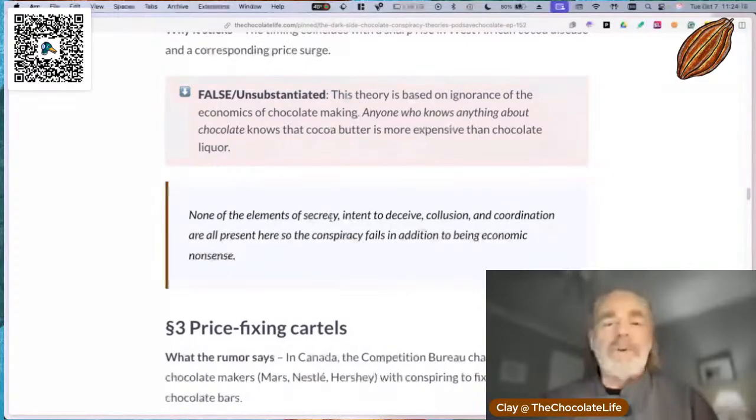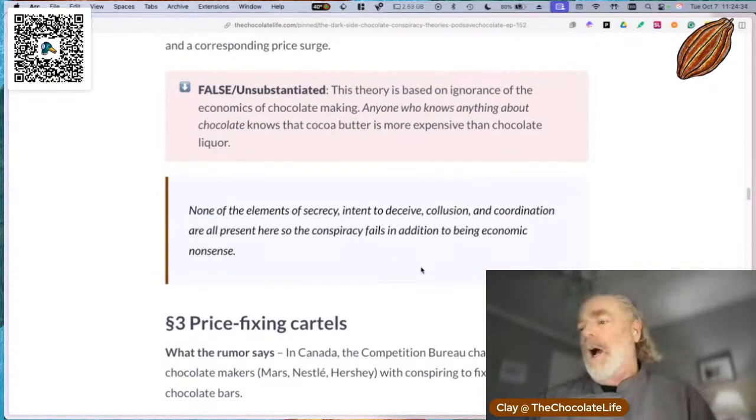So, a simple 4-point test, and with some basic understanding, we could do a real quick search. Is cocoa butter cheaper than chocolate liquor? And we would find out the answer is no. Right. So jumping on to conspiracy theory number 3, what the rumor says.